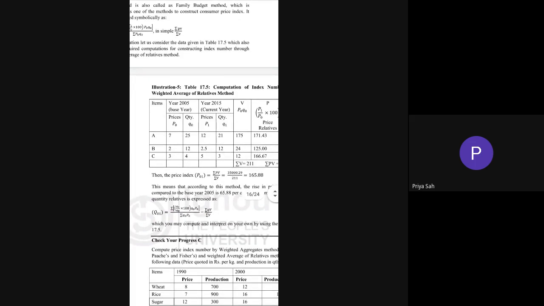Okay, all questions are solved here. Some illustrations are solved here according to the various methods. Then weighted average relative index, there is one formula here; you can see the formulas are given. In every formula, there is a base year, quantity or price. So you have to compare according to that only.